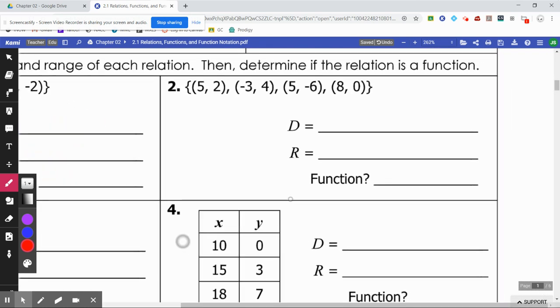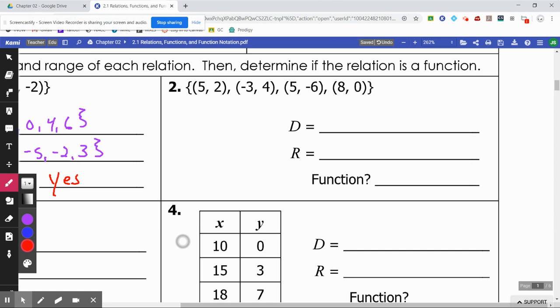Number 2, domain is the set of all x values. Your x values are -3, +5. Now you have two different 5s, but you only have to list them once, and 8. There's your domain. The range is going to be -6, I'm putting them in order, all the y values, 0, 2, and 4.